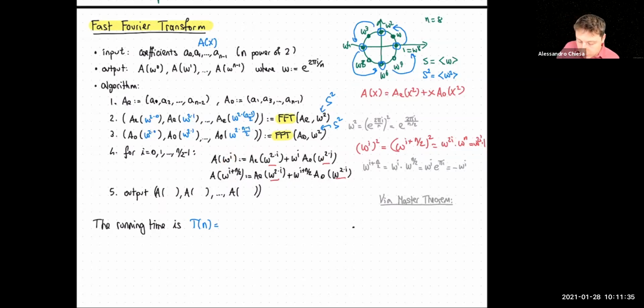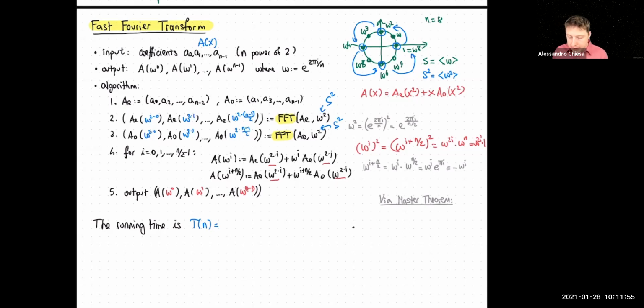And then I will output the values of A at omega to the 0, omega to the 1, all the way up to omega to the n minus 1, okay? Which is what I wanted to achieve. All right, so before we go over it again, let's at least first talk about the running time of this algorithm.